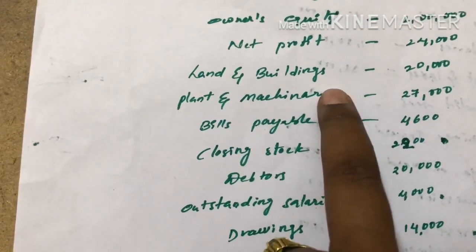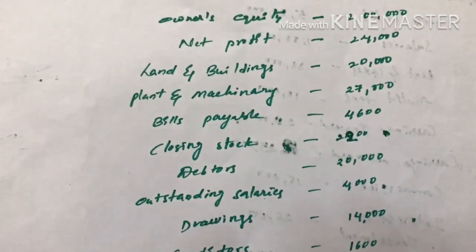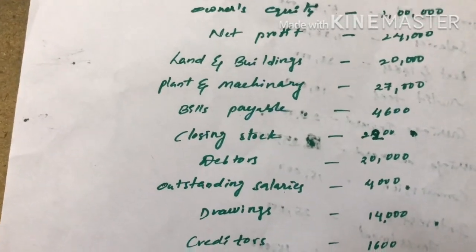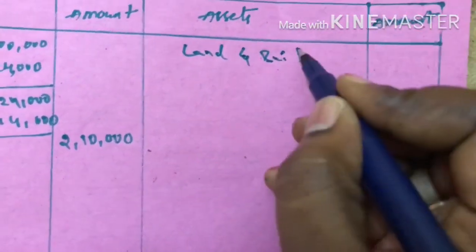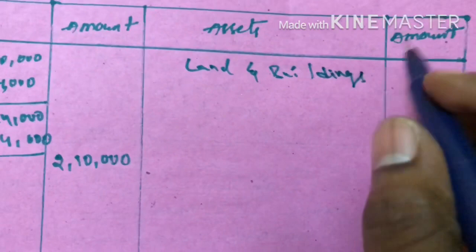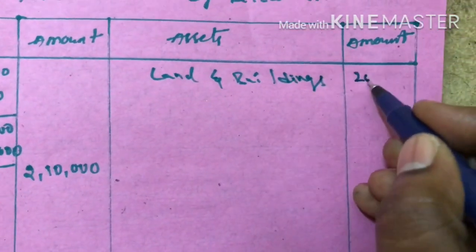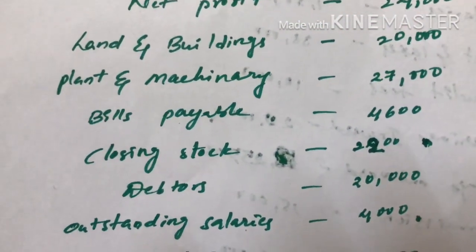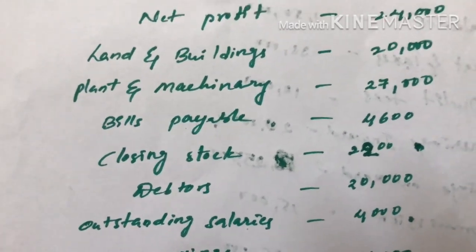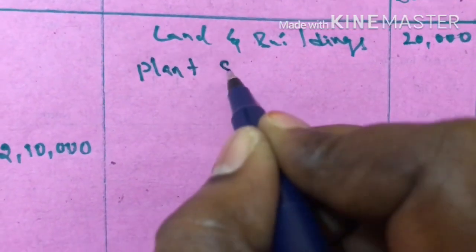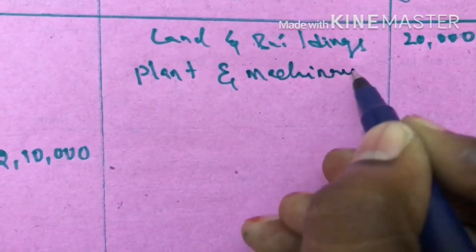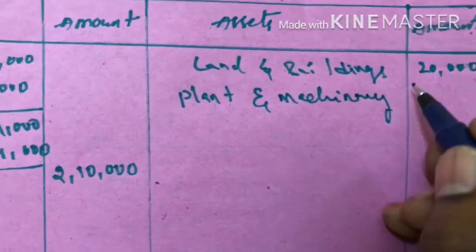Okay, the next one, land and buildings. The land and buildings is one of the assets, so you can write it on the asset side. Land and buildings, the amount is 20,000. Next, plant and machinery. Plant and machinery is also one of the assets. Plant and machinery, the amount is 27,000.